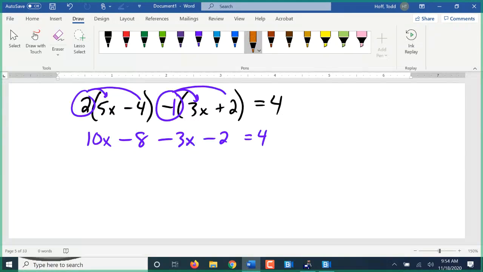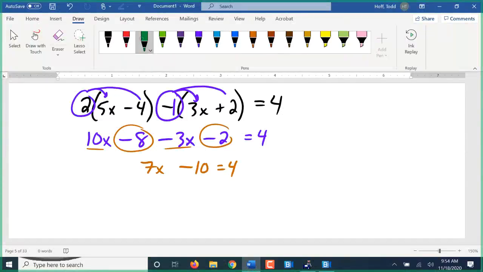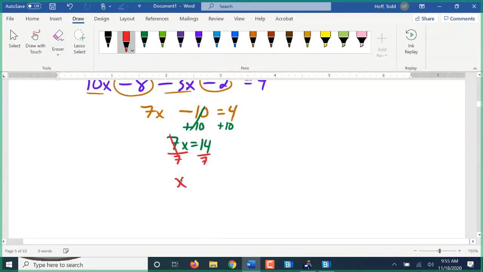We can still combine here on the left side. 10x and negative 3x is 7x. Negative 8 and negative 2 is a negative 10, equals 4. Now we're ready to solve. We'll add 10. 7x equals 14. And divide by 7. X equals 2.